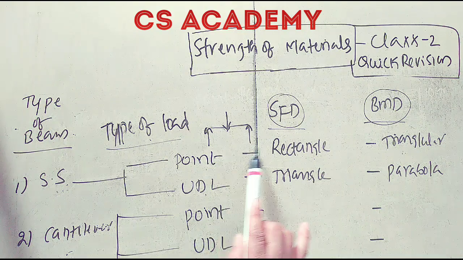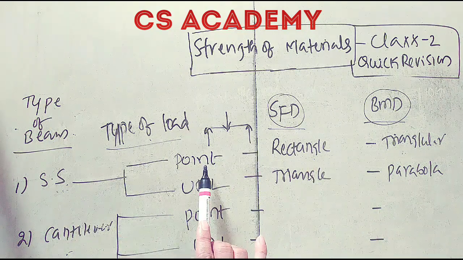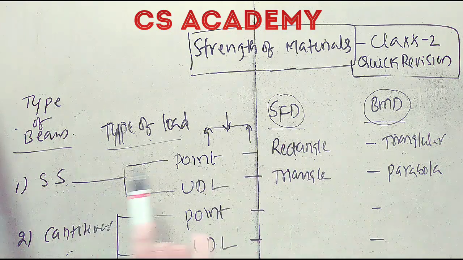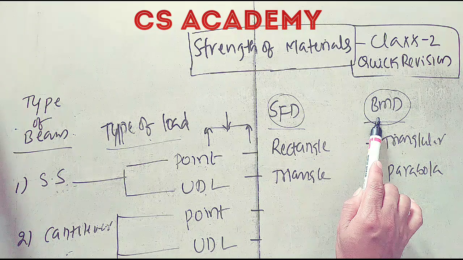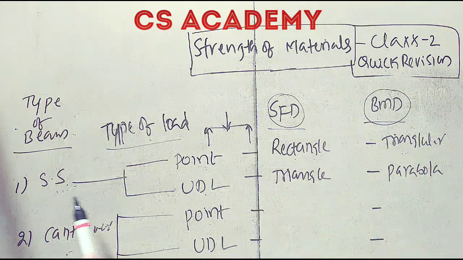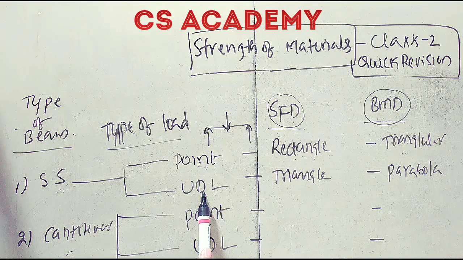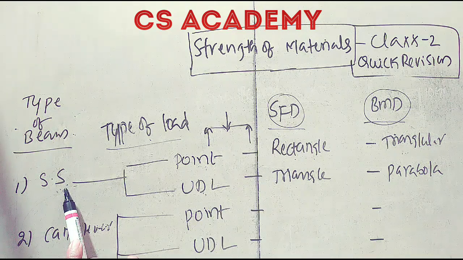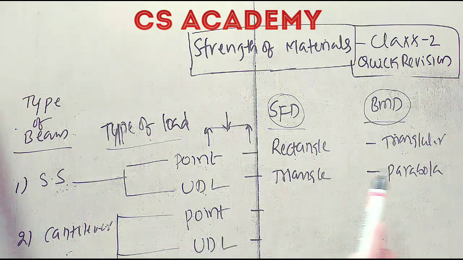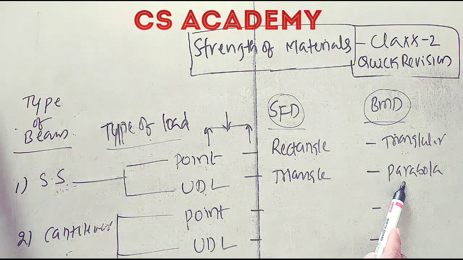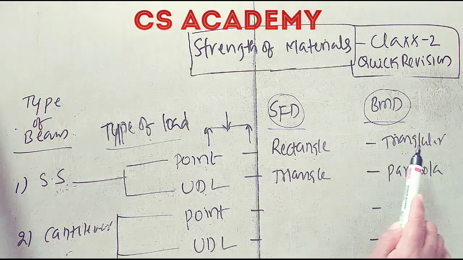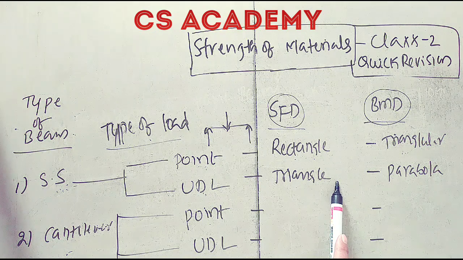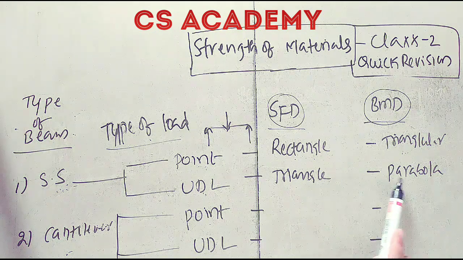Now what you understood by this: for simply supported point load, the shear force diagram will be a rectangle. For simply supported point load, the bending moment diagram will be triangular. If it is simply supported with UDL, the shear force diagram will be a triangle. And if it is simply supported with UDL, the bending moment diagram will be a parabola. Finally, what you understood by this is, if it is a rectangle, it will be a triangle. If it is a triangle, it will be a parabola. That means only 1 degree more than that. That is the indication of this diagram.